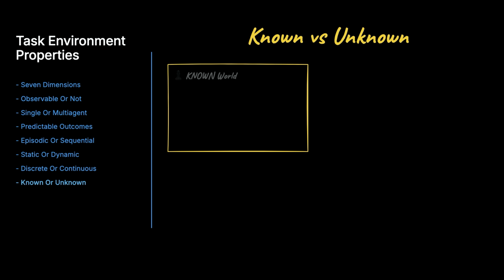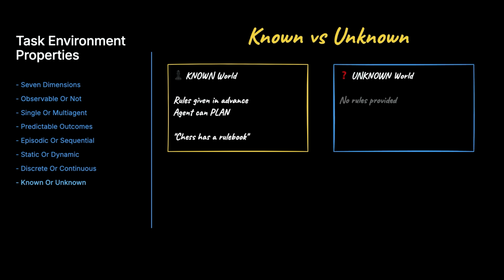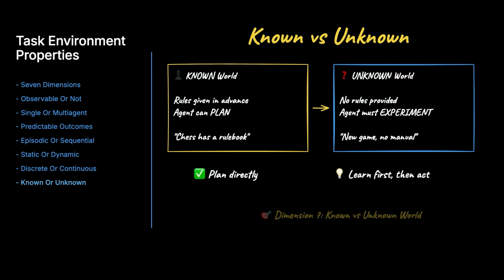The seventh dimension is whether the world is known or unknown. In a known world, the agent is told the rules in advance, so it knows what its actions do, like chess with its rulebook. In an unknown world, it must learn by experimenting, like a new game with no manual. Known means plan, unknown means learn first.